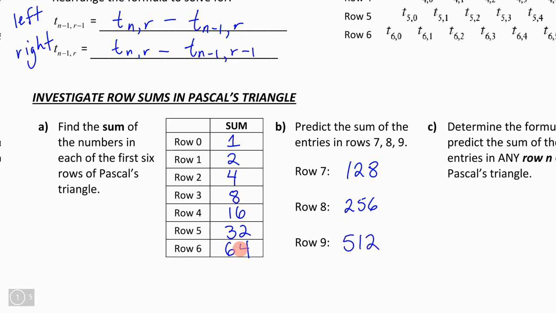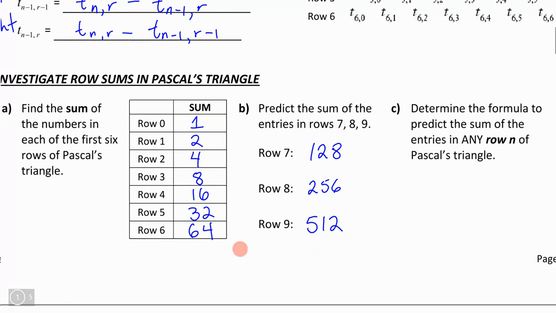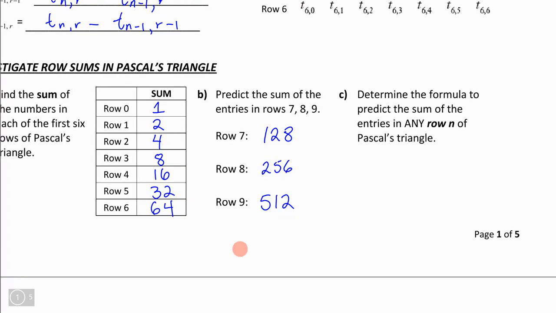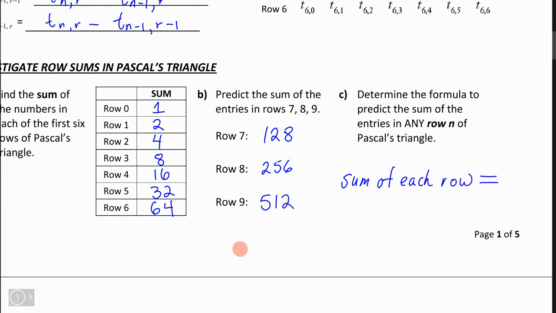So is there a formula to express this doubling effect? And in fact, there is. If you want, it's an exponential function. So we can say that the sum of each row is equal to, if it's a doubling effect, you're going to need to use the base of 2, and my exponent will just be the row number.